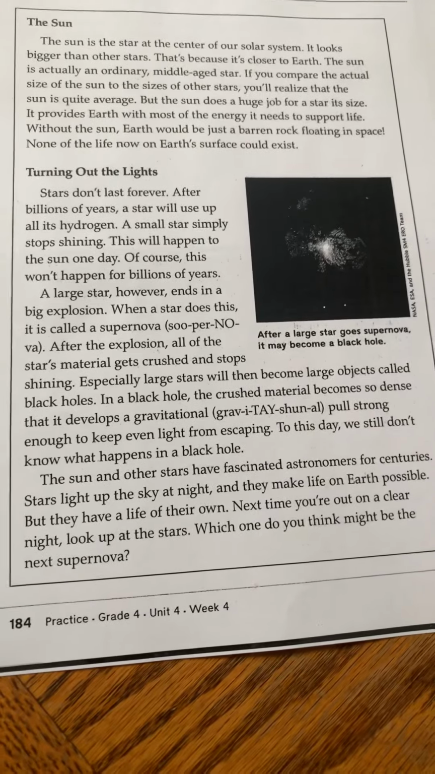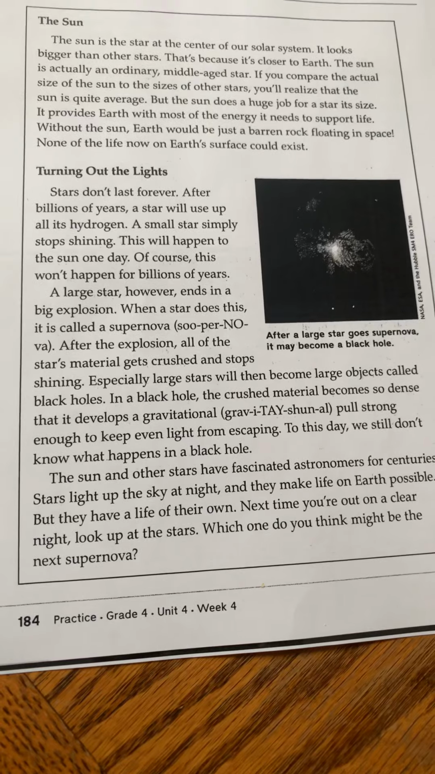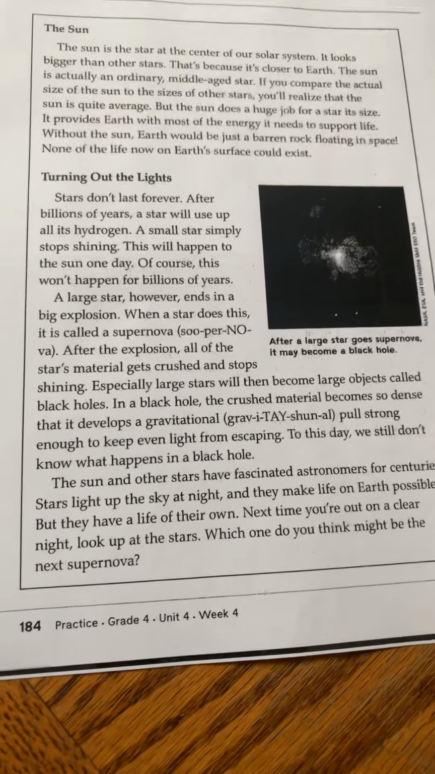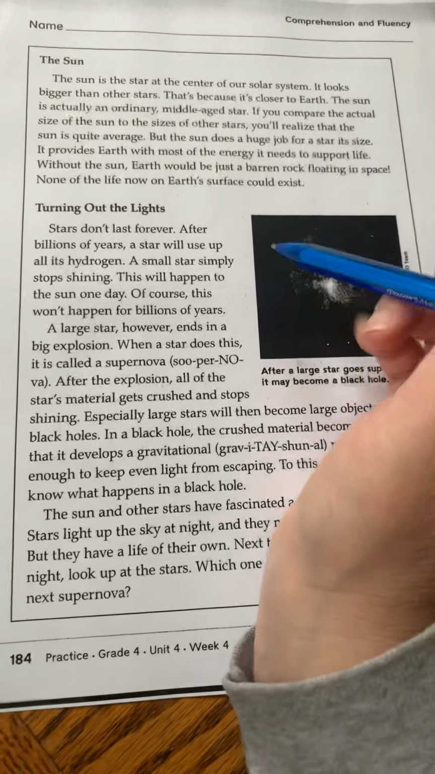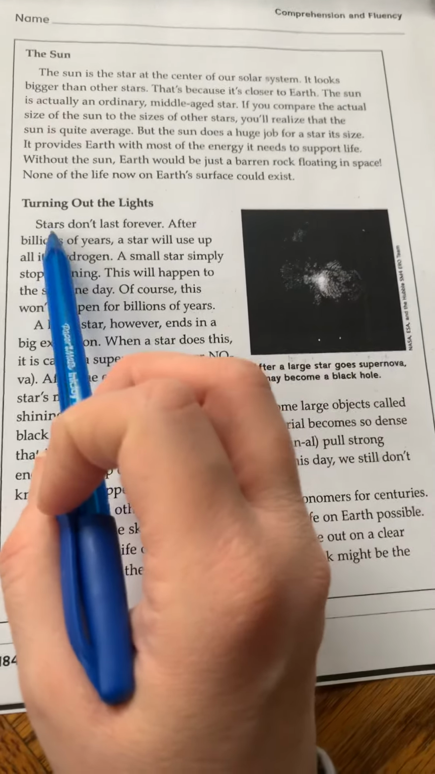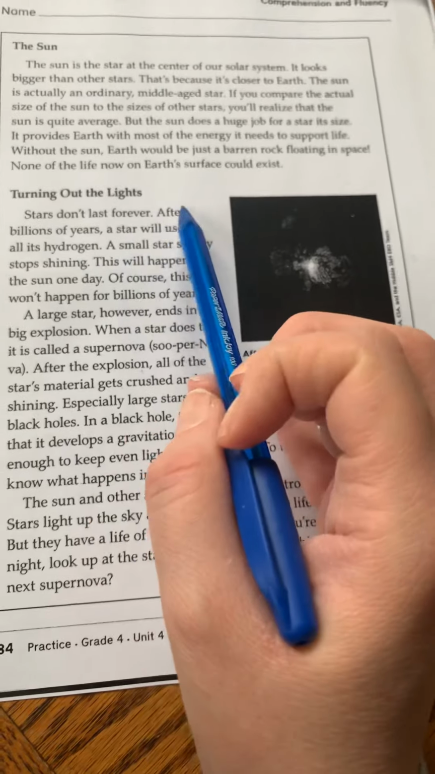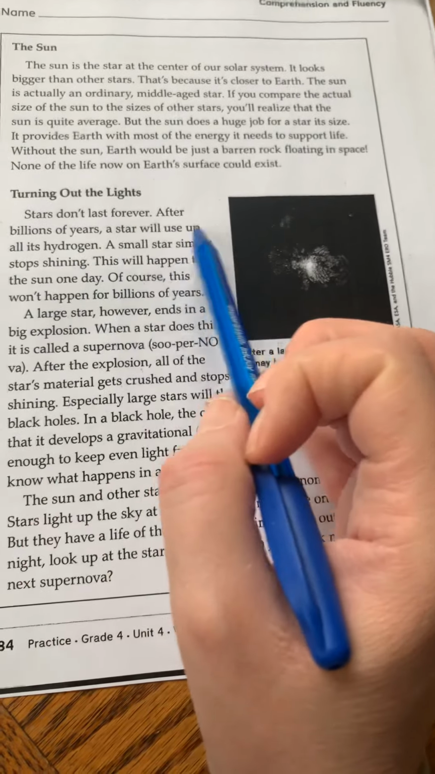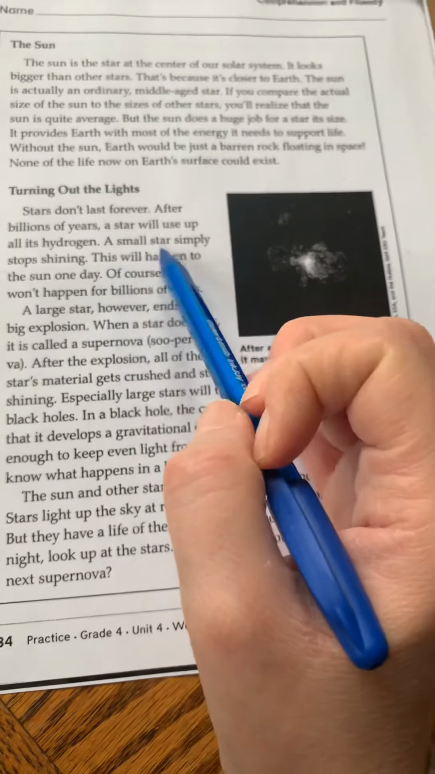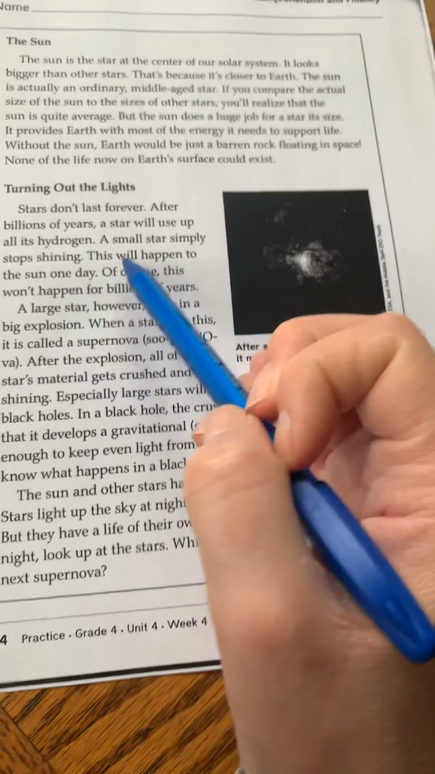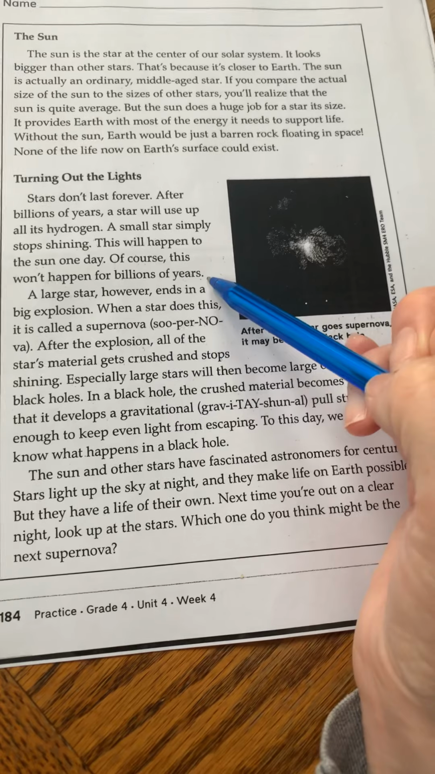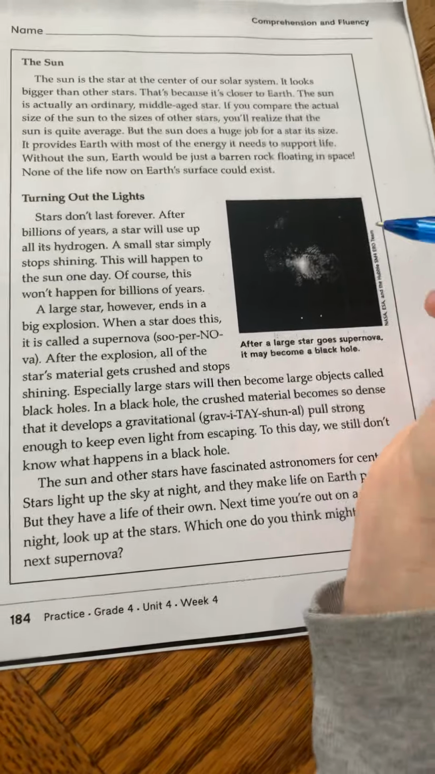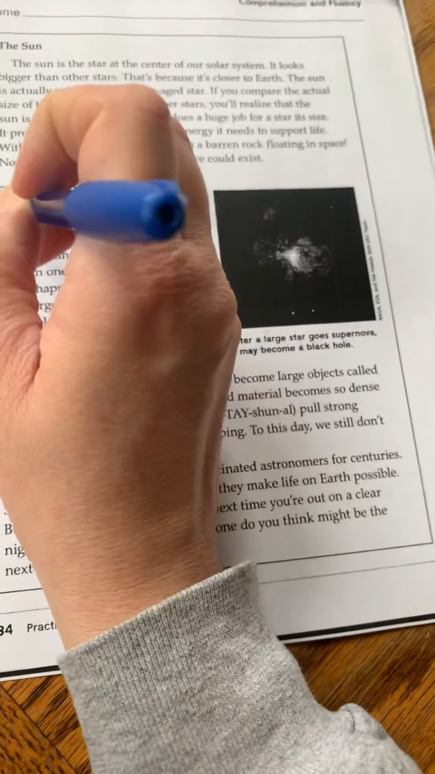All right, so back to my question. Under the heading, turning out the lights, what is one example of cause and effect? All right. I liked looking up here. Stars don't last forever. After billions of years, a star will use up all its hydrogen. A small star simply stops shining. This will happen to the sun one day. Of course, this won't happen for billions of years. This statement here is my text support.